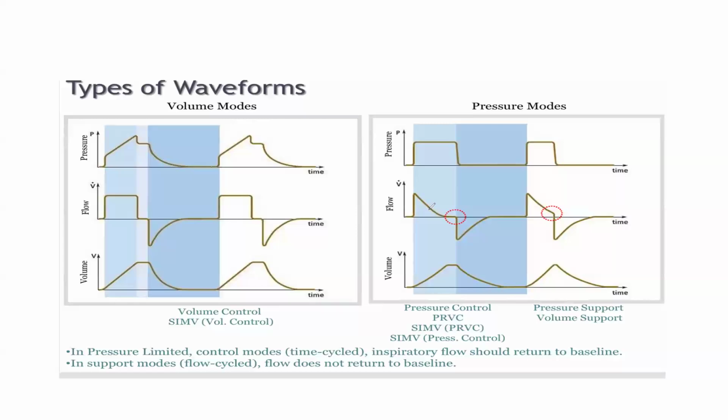That means it is the control mode. But in support mode, the flow won't return to the baseline, as we can see here. So by this, we can understand whether the pressure mode is control or support.